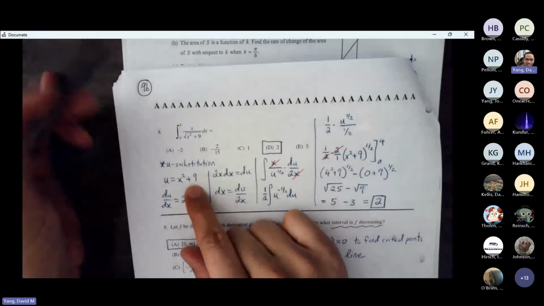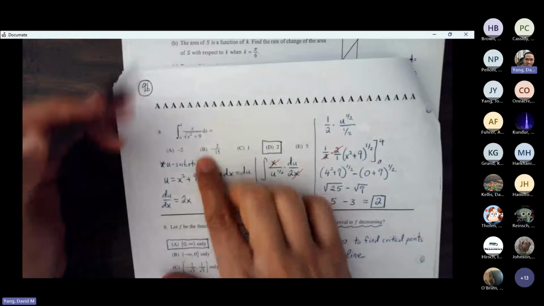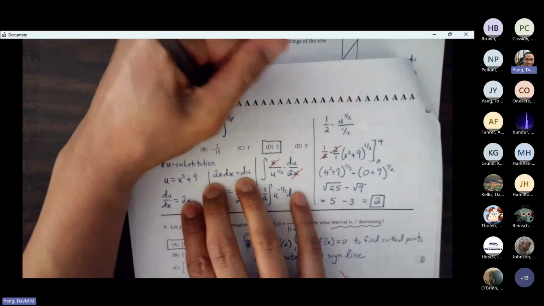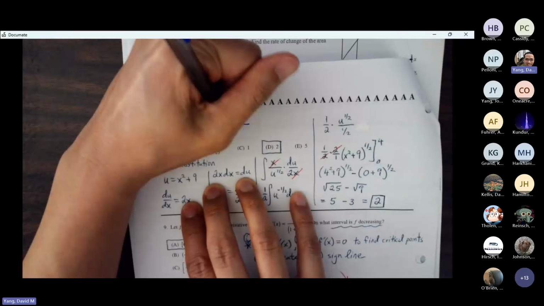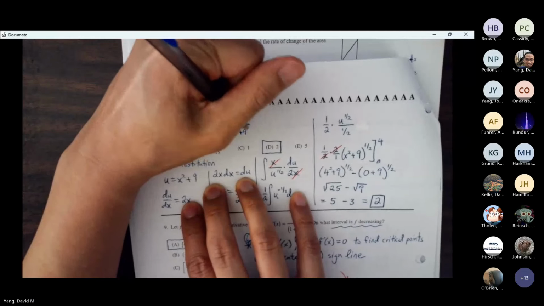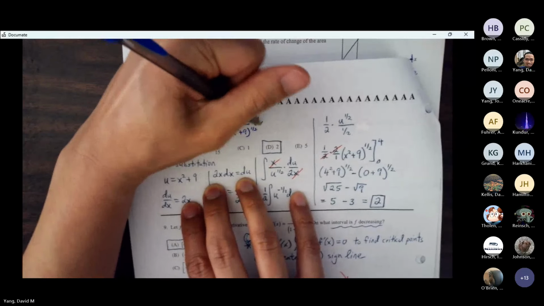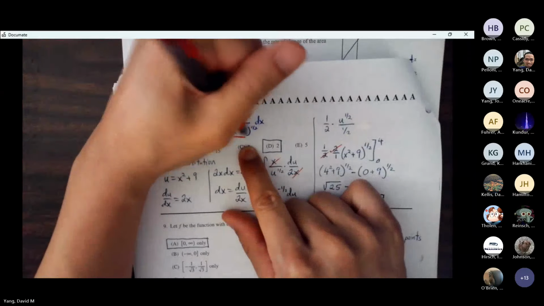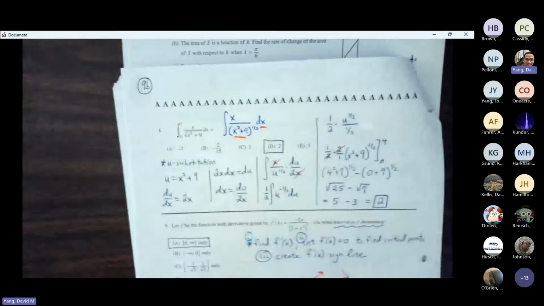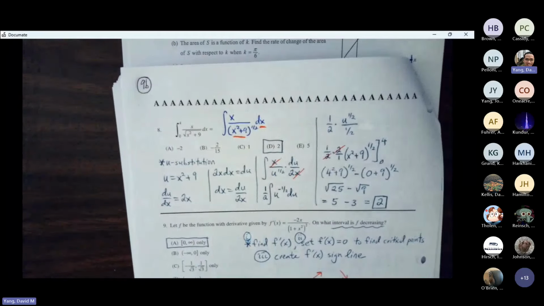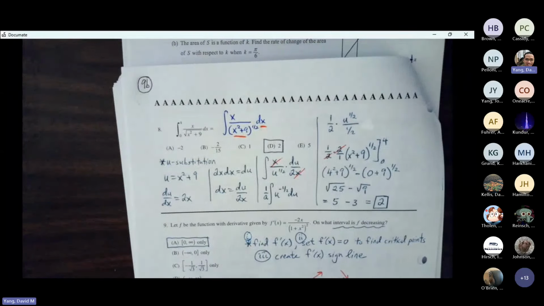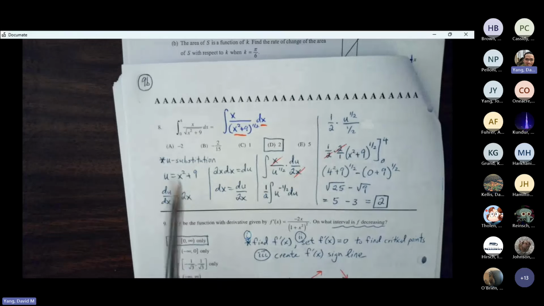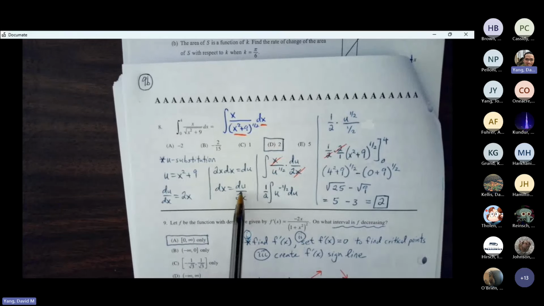Number 8, recognizing the need for u substitution. If you want, rewrite it first as a parentheses. And once you get the parentheses to show up, that's where our u value lives. So our u value is x squared plus 9. We find the derivative, which is 2x. Solve for dx, which is du over 2x.